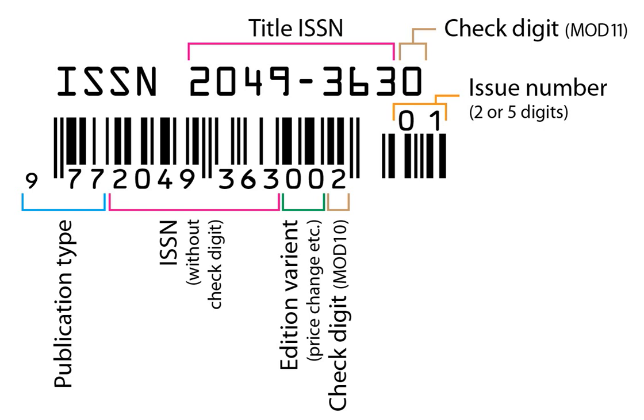Conversely, as defined in ISO 3297:2007, every serial in the ISSN system is also assigned a linking ISSN, ISSN-L, typically the same as the ISSN assigned to the serial in its first published medium, which links together all ISSNs assigned to the serial in every medium.